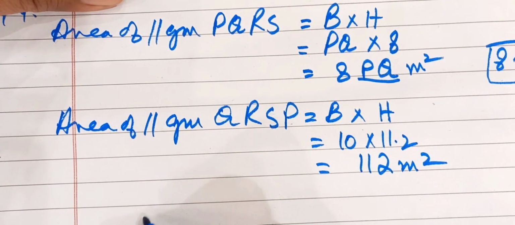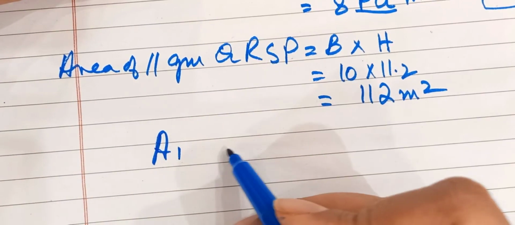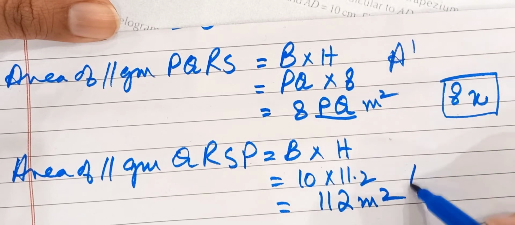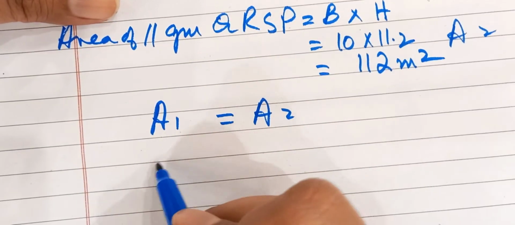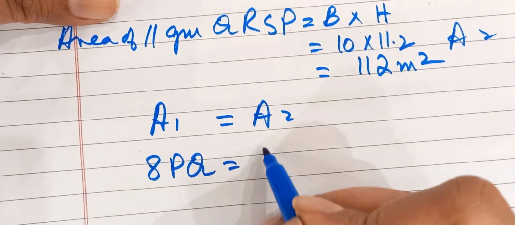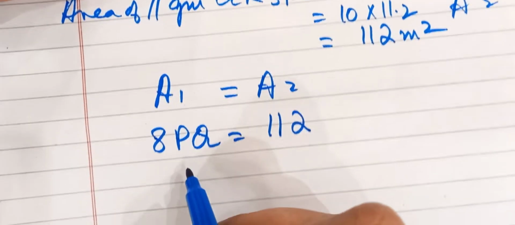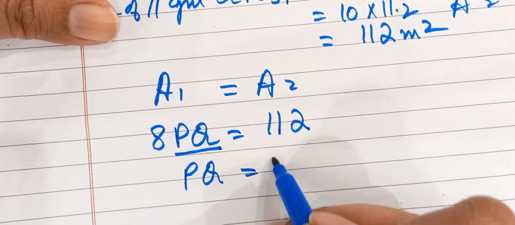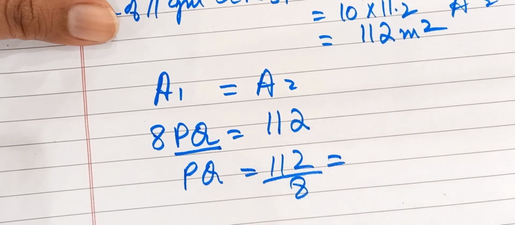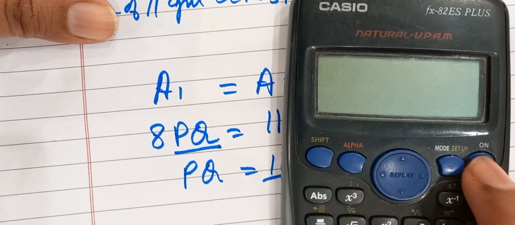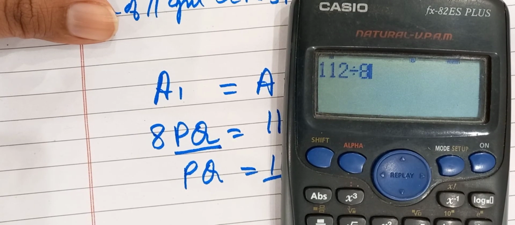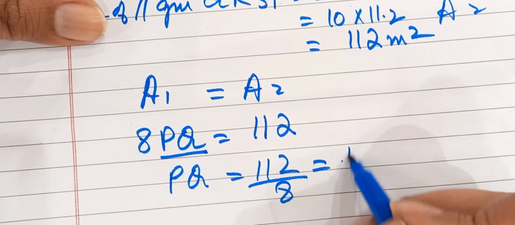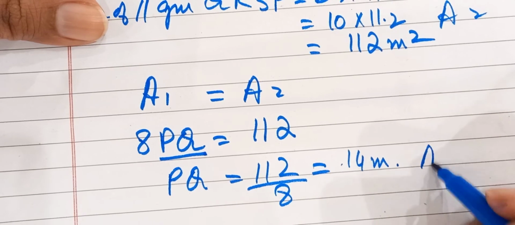So area 1 is equal to area 2. I'll write it down, A1 and A2. So area 1 is 8 PQ and area 2 is 112. I have to find out the value of PQ. I don't require 8 here. Here it is multiplying, so it would divide, and I will get my result, which is 112 divided by 8 is equal to 14. So PQ is equal to 14 meter, which is our required answer.